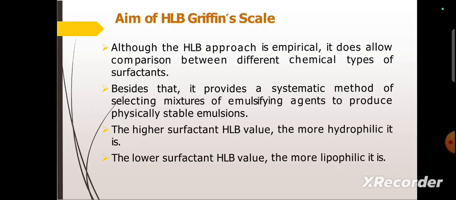Aim of the HLB Griffin scale. Why do we use the Griffin scale? Why do we observe and determine the HLB scales? The HLB approach is empirical, and it does allow comparisons between different chemical types of surfactants. Besides that, it provides a systematic method of selecting a mixture of emulsifying agents to produce a physically stable emulsion. The higher the surfactant HLB value, the more hydrophilic it is. So the higher the HLB value, it means it is a hydrophilic substance. If the HLB value of the surfactant is lower, it shows it is more lipophilic.